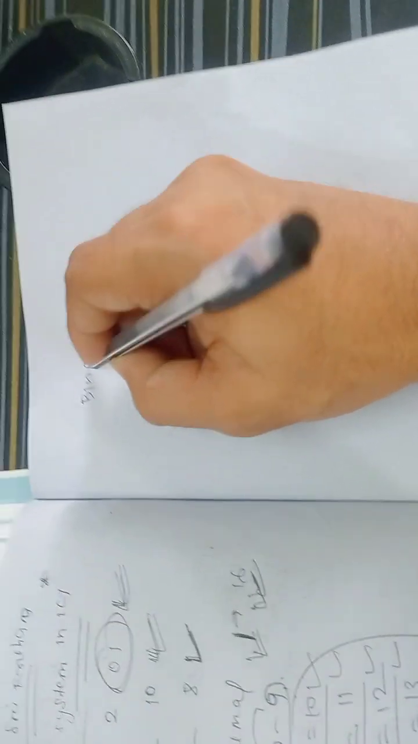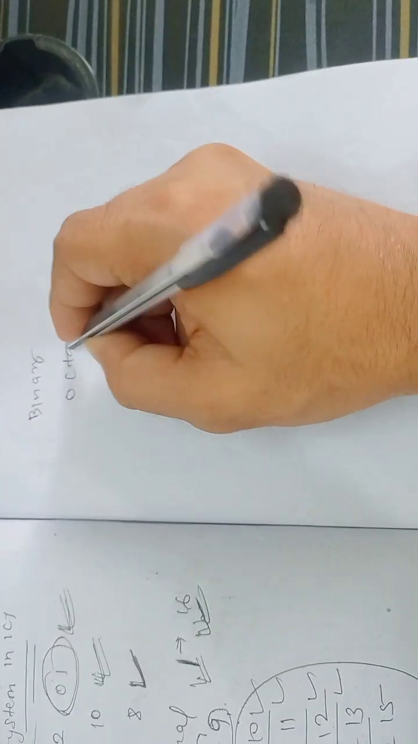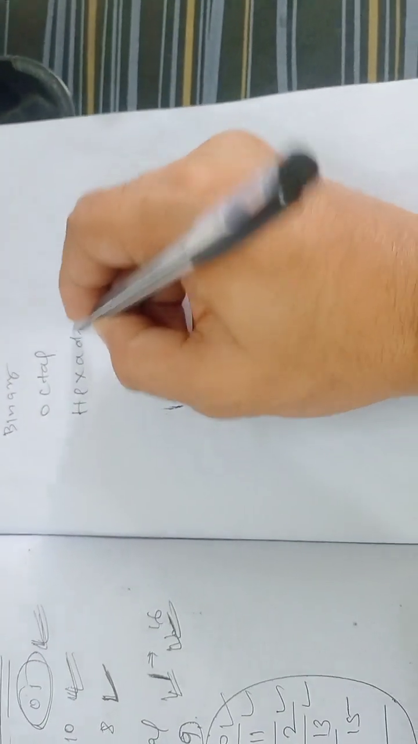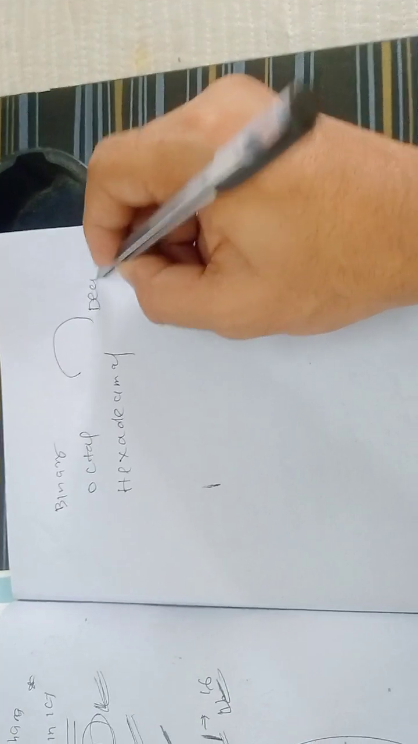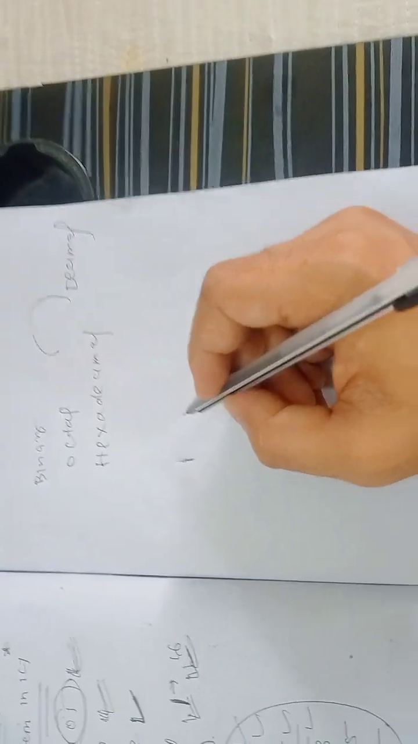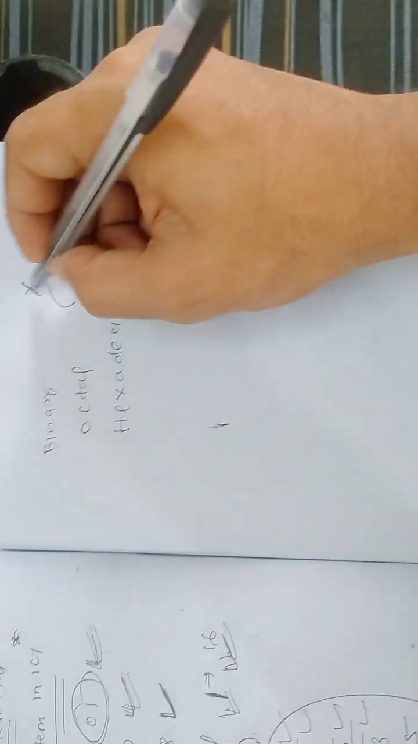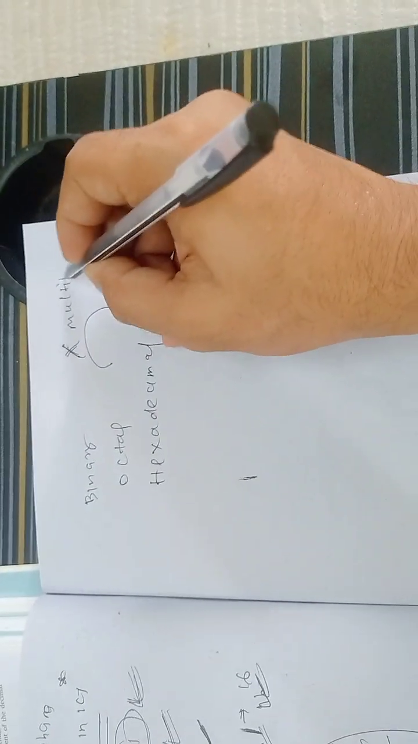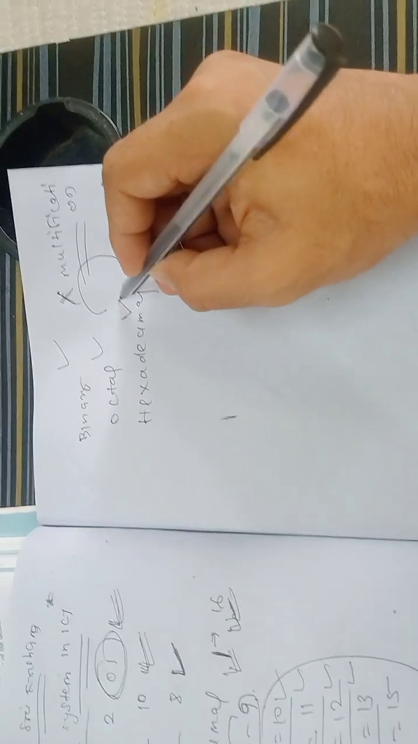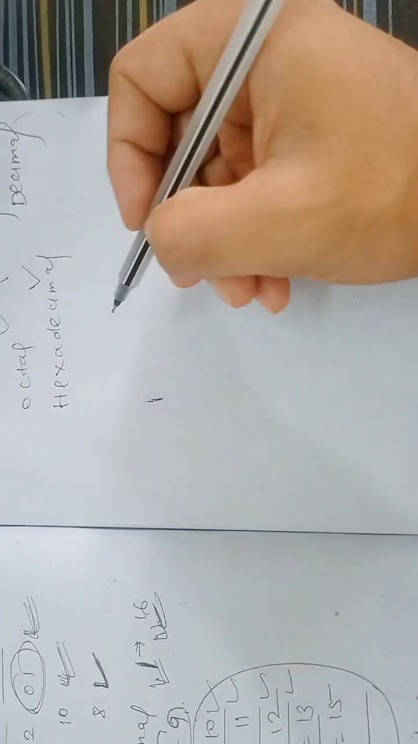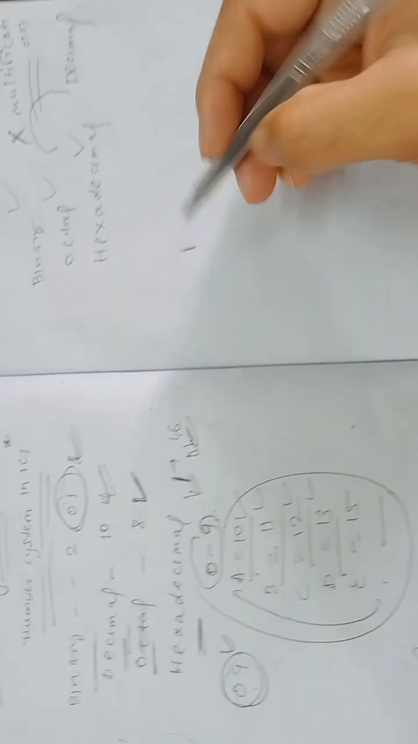On the other hand, if they ask the question from binary, from octal, or from hexadecimal, you need to convert to decimal, and you have to remember that you have to do multiplication. Yes guys, from binary, octal, and hexadecimal to decimal, you have to do multiplication. Just remember this.